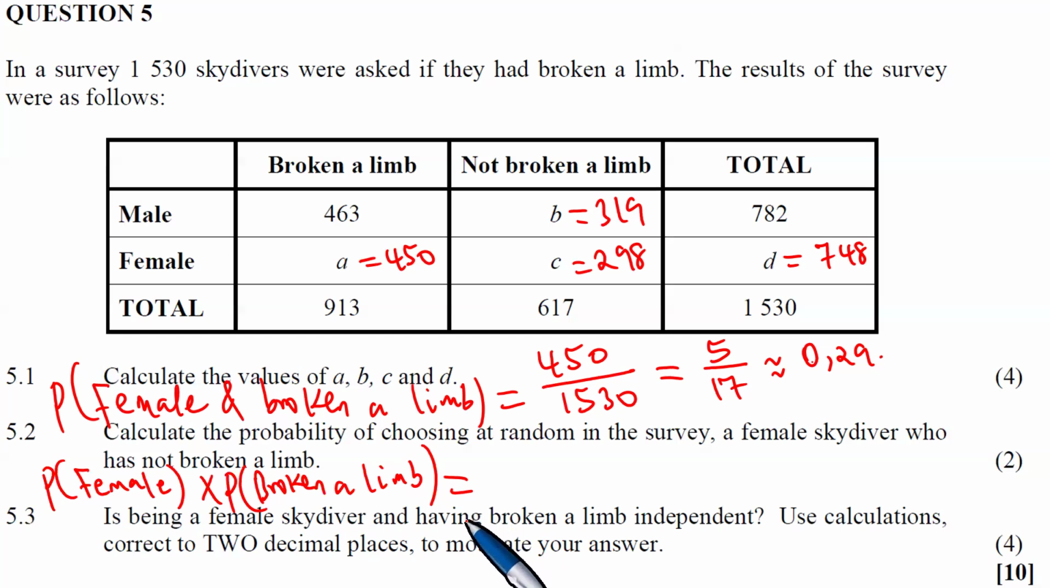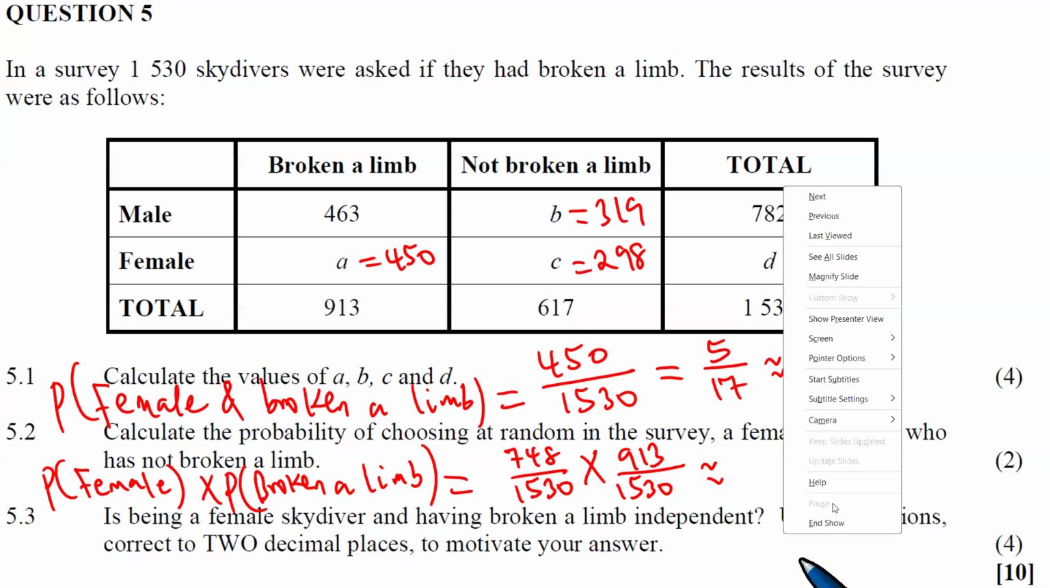748 over 1530. You agree? Yes, sir. Multiplied by the probability of broken limb: 913 divided by 1530. Okay. Now, if you can do this in the exam, the distinction is loading.